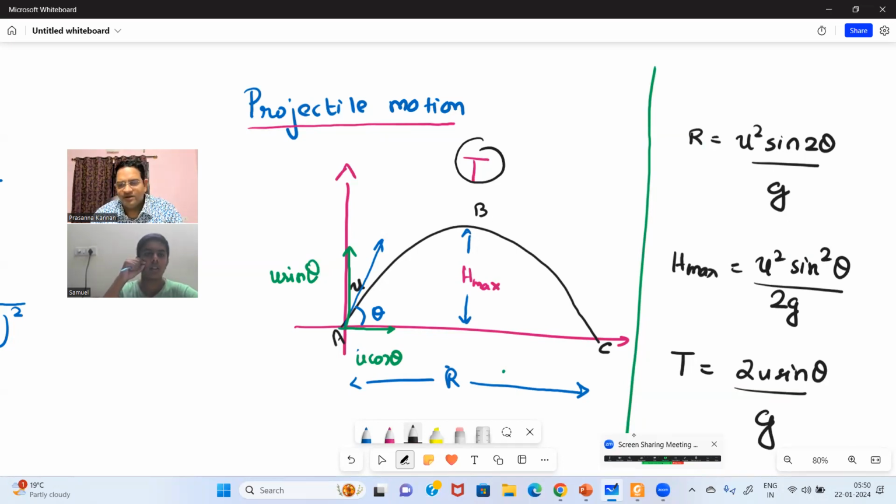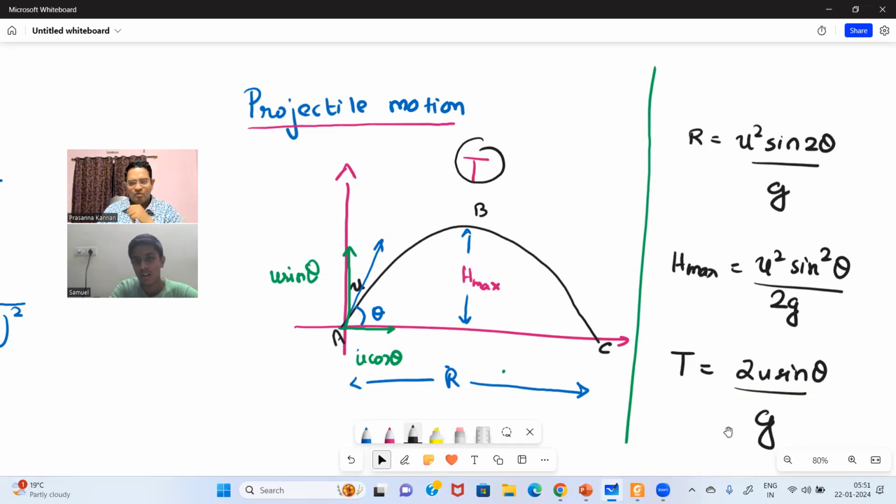Yes. So now tell me, the total time of flight of the projectile is 2u sin theta by g. So what is the time of ascent? What is the time of descent? Half of that. How much is that? Quick. u sin theta by g. Yes, time of ascent is equal to time of descent, equal to u sin theta by g.